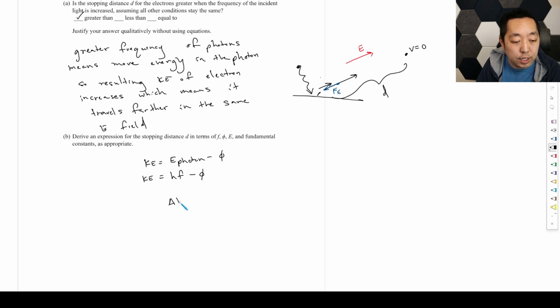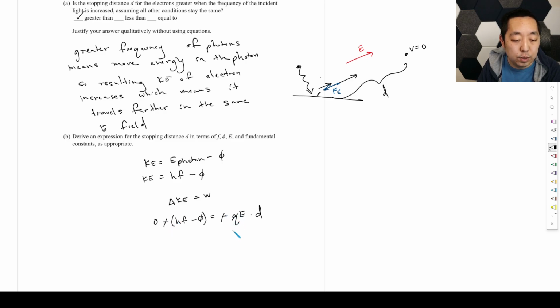The change in kinetic energy is going to be the work done by the electric field, right? We're going to end with zero kinetic energy. We start with an initial kinetic energy of hf minus phi, and we're doing negative work on it because it's going to travel a distance d, and we're applying a force in the opposite direction. That force is the electric force, which is Q times the electric field, and then times the distance to get the work. So the negative signs can cancel.